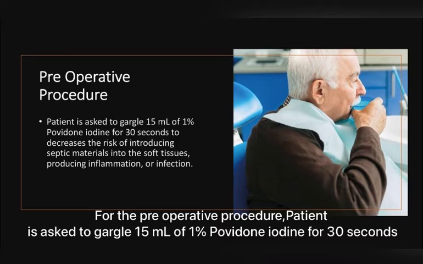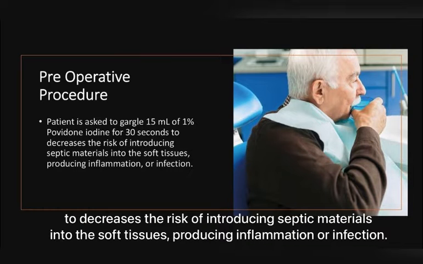For the preoperative procedure, the patient is asked to gargle 15 ml of 1% povidone iodine for 30 seconds to decrease the risk of introducing septic materials into the soft tissues, producing inflammation or infection.